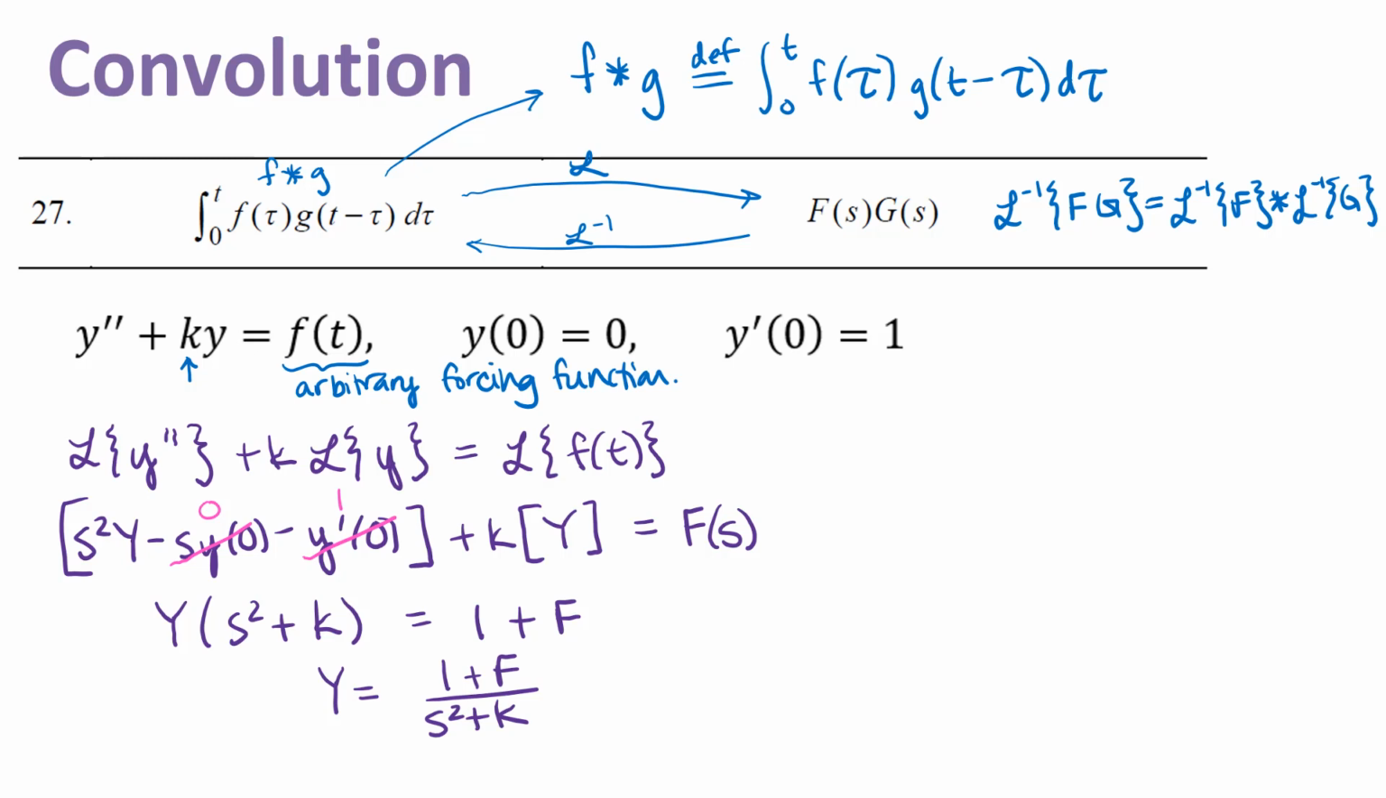So the algebra is different problems, but in this one I would probably go ahead and separate that right side into two separate fractions. So I have 1 over s squared plus k, and then f over s squared plus k, or I think I'll actually write that second term as 1 over s squared plus k times f, so that the f is next to it.